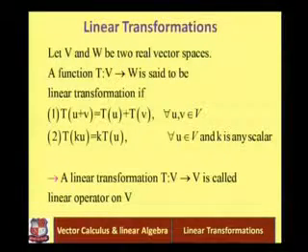Now if domain and codomain are both the same, that means our transformation T is from V to V, then in that case we say it is a linear operator instead of a linear transformation, because domain and codomain are both the same. So this is the definition of linear transformation. Let's see the next slide.